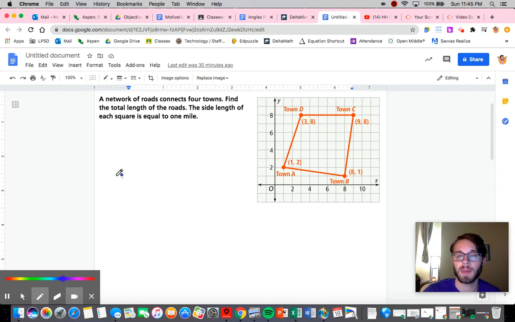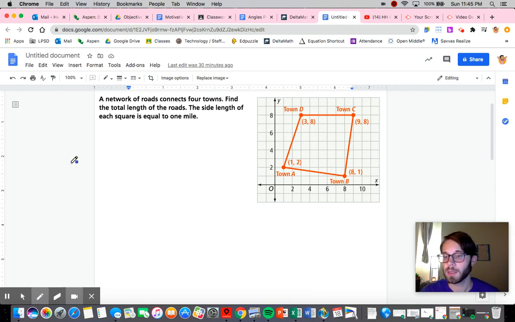Everyone, just wanted to take a minute to talk about how we can use the distance formula to solve for the perimeter of different shapes. In this case, we just have a quadrilateral here, so we can find the length of all the sides and add them together to determine the perimeter. All right, so this is an application of the distance formula.